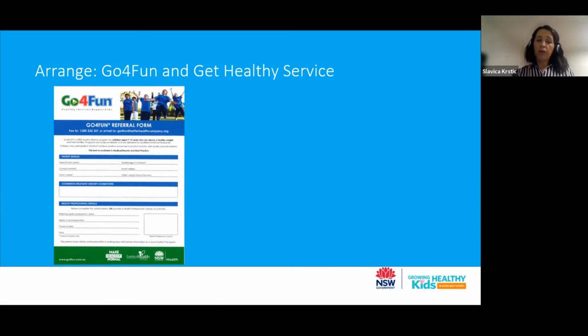Now, the referral form is available online. There are also brochures and things you can order from them, and they'll deliver them to you. But this is pretty much what the forms look like. They have an option of an online Go for Fun program. They also have a face-to-face program where the child comes in 2 hours once a week, has a physical activity, and the parents get education on healthy lifestyle as well. They also have an Aboriginal Go for Fun program. If they identify as Aboriginal, they'll be offered that program as well.